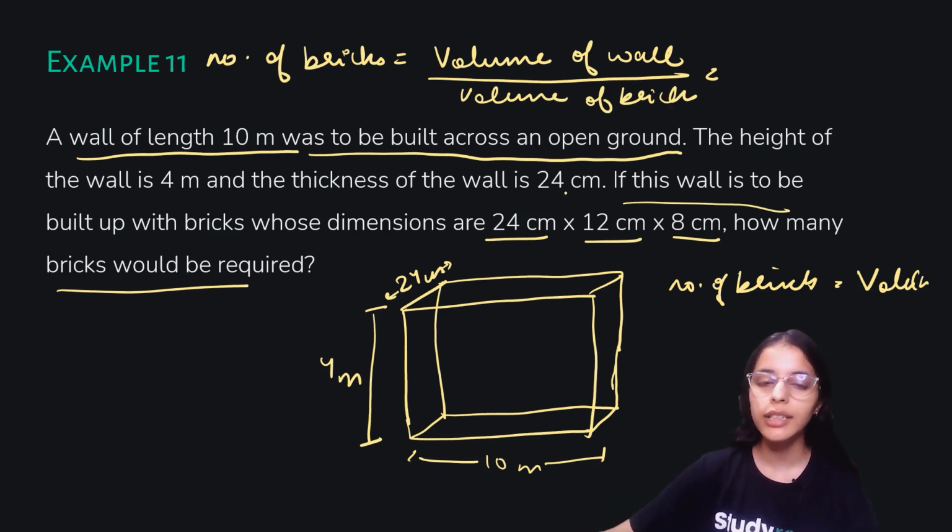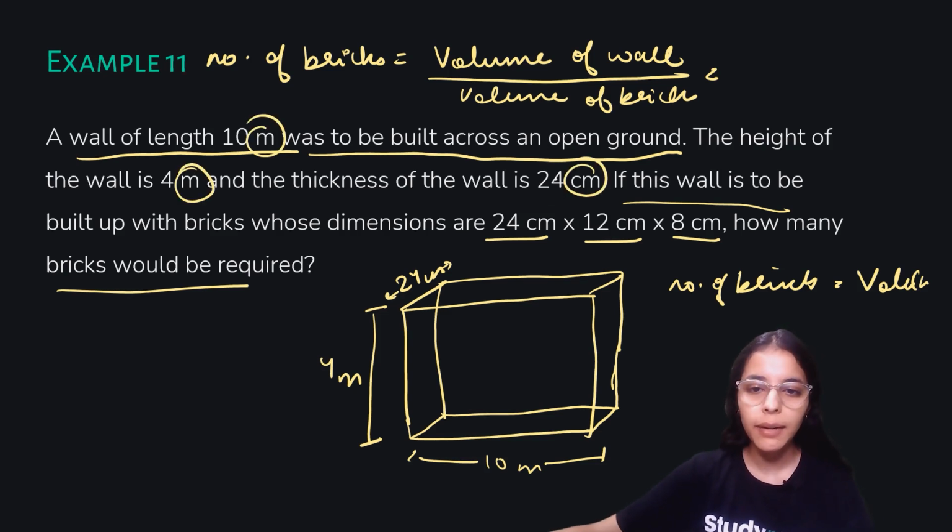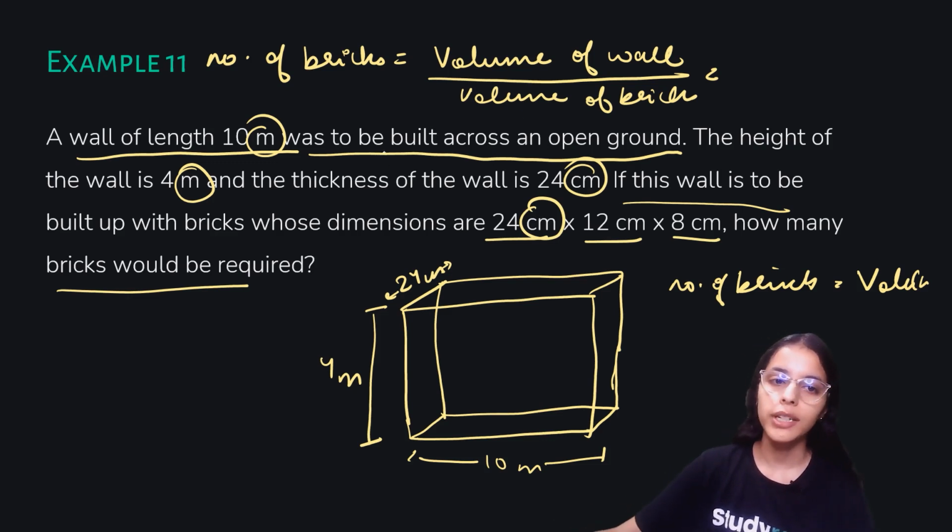But here there is one inconsistency because we have meter, centimeter, centimeter. So either we convert centimeter into meter or meter into centimeter. Now I'll convert meter into centimeter because then we'll avoid the decimal fractions, which may be a little difficult to handle. So let me just write the length of the wall.